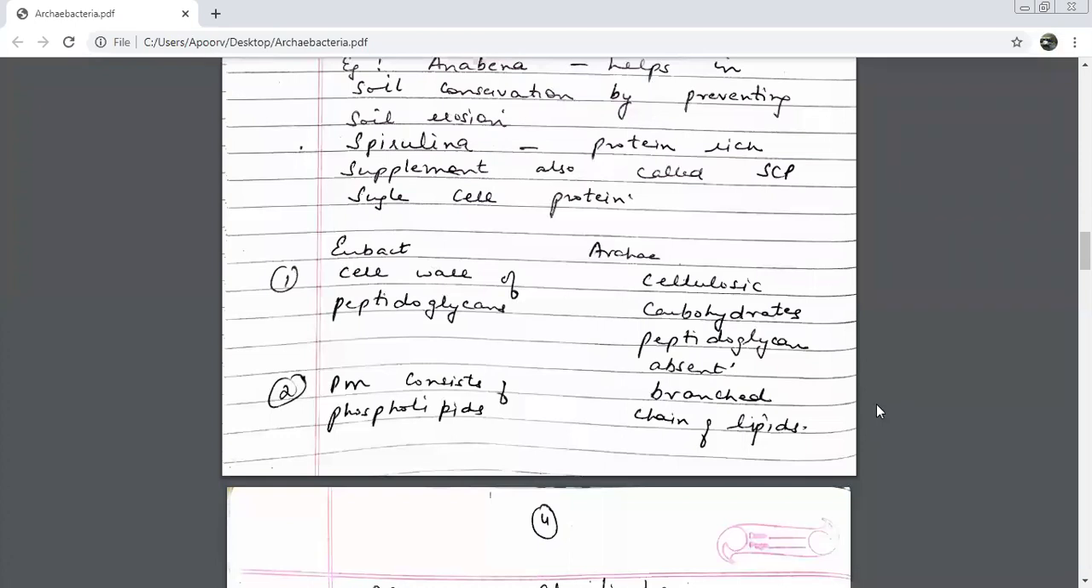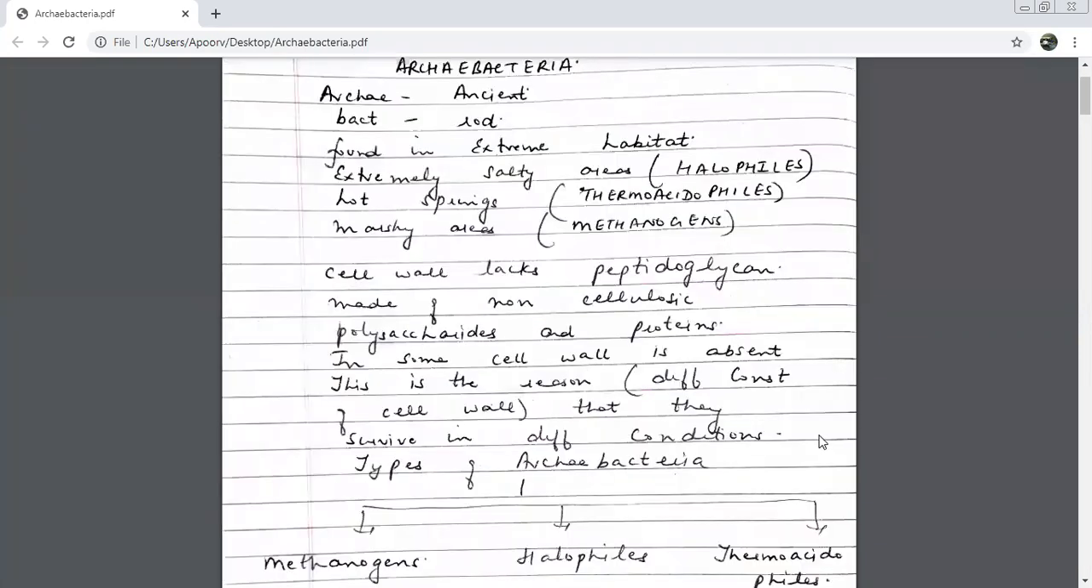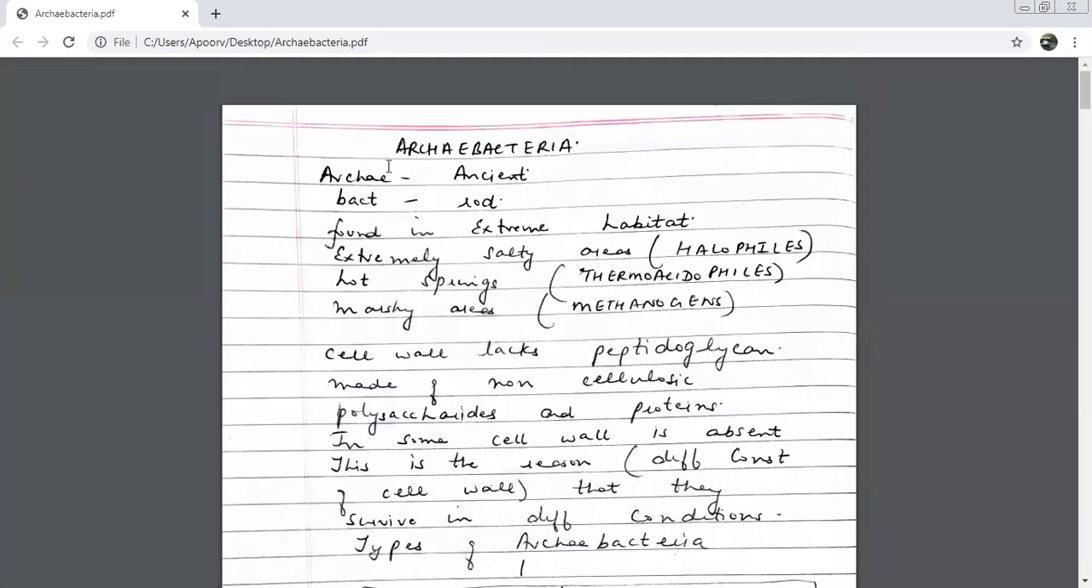Now let's move on to plasma membrane. Plasma membrane here is phospholipids, but here we just discussed that it has a special chain of lipids. Okay? The archaebacteria, they have a chain of what? Lipids. Is it okay for everybody? Very quickly, let me do a recap before I move on to the next kingdom today.